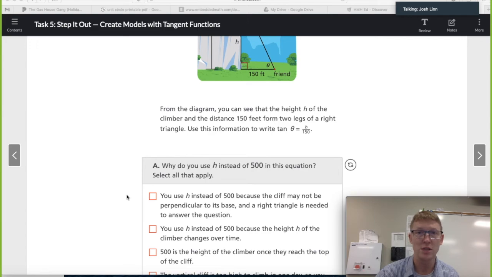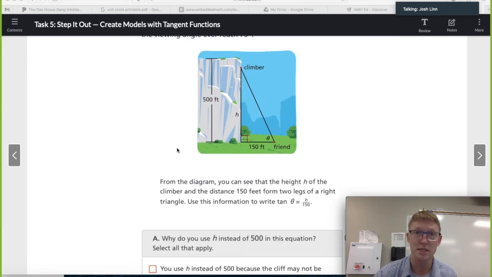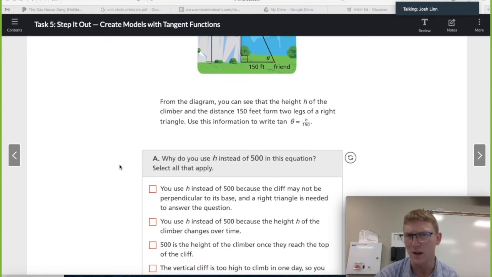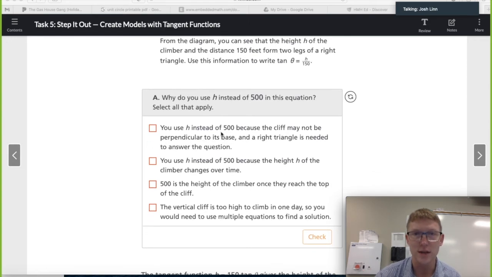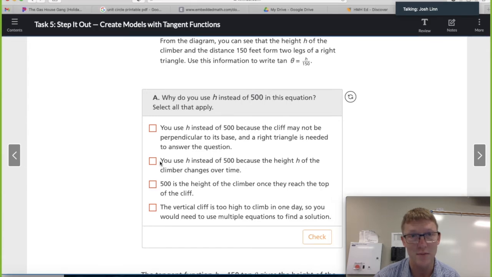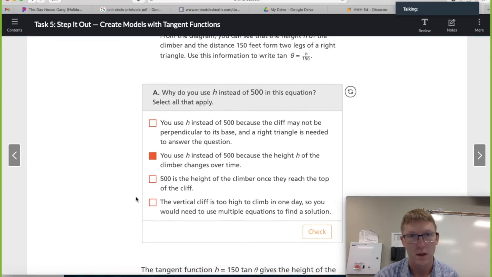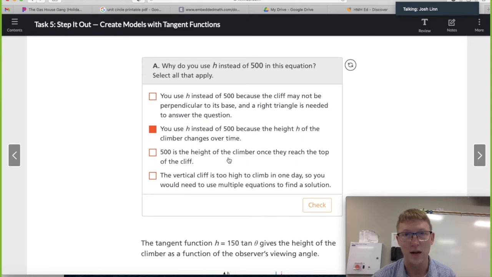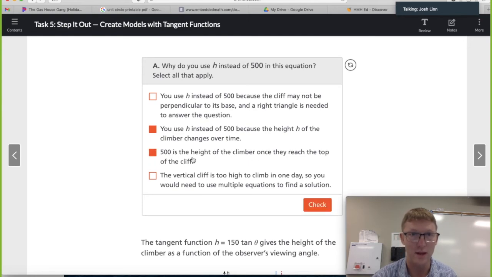Why do you use h instead of 500 in this equation? So 500 is the total cliff size. H is how high your climber is up. I mean, he could only be like 1 foot off the ground. Maybe he's a bad climber. Use h instead of 500 because the cliff may not be perfect? Nope. Use h instead of 500 because the height of the climber changes over time. H is the height of the climber once they reach the top of the cliff, which is true.